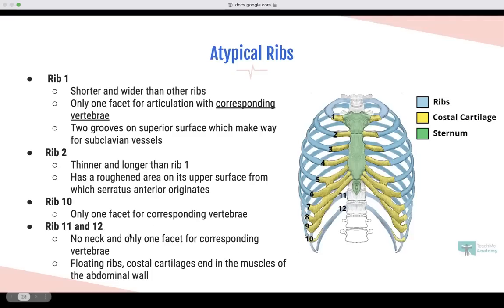And rib 11 and 12, they're atypical because they have no neck and they have only one facet for the corresponding vertebrae. And they're considered the floating ribs, okay? Because they have costal cartilages in the end, which merge with the muscles of the abdominal wall. As you can see, they don't merge with the rest. Okay, so they're considered the floating ribs.